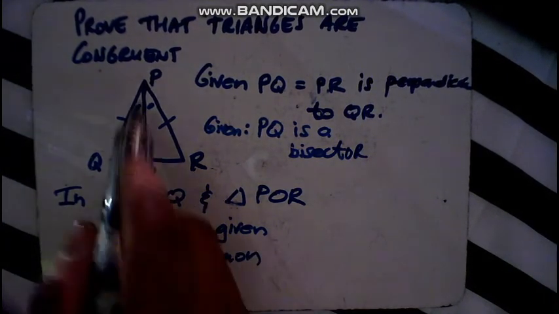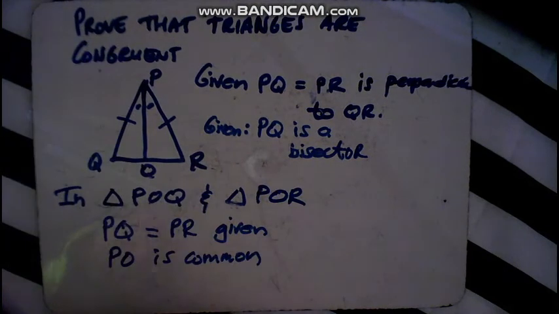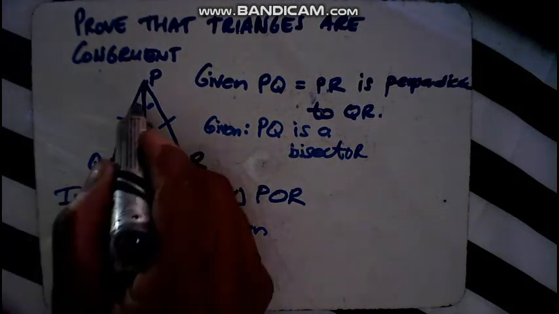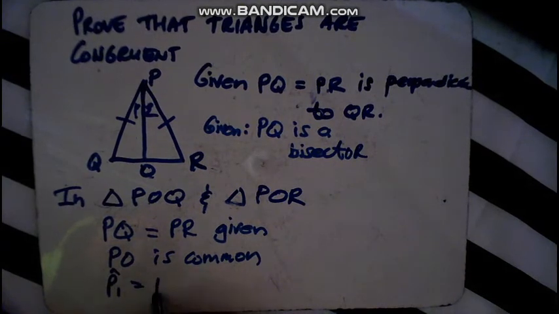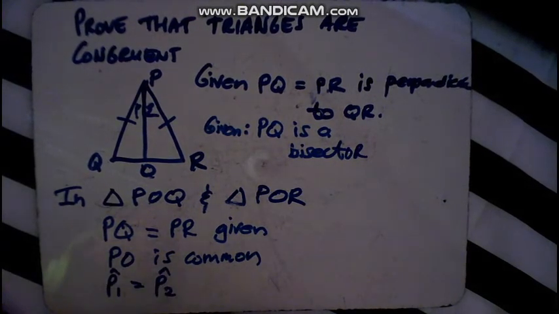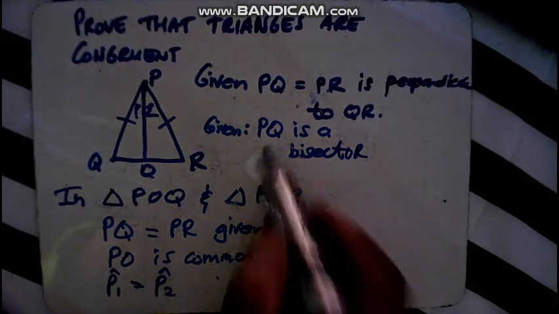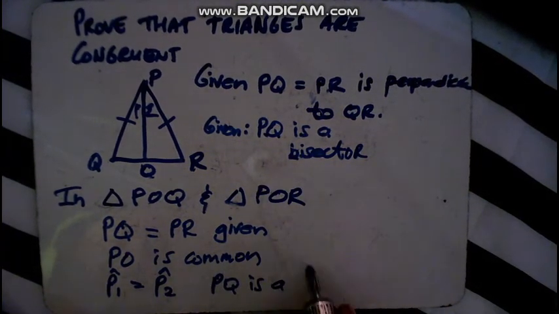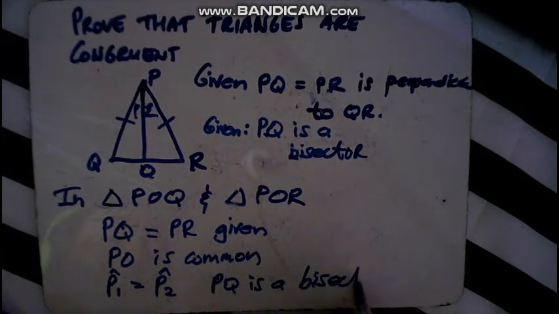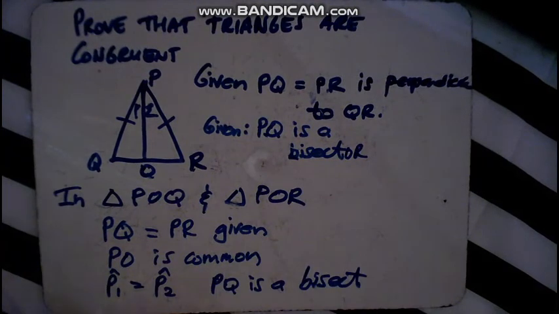So PO, this one here, is common to both triangles, and we're just going to add a 1 and a 2 to call those angles. So P1 is equal to P2, and we'll say that PQ is a bisector.